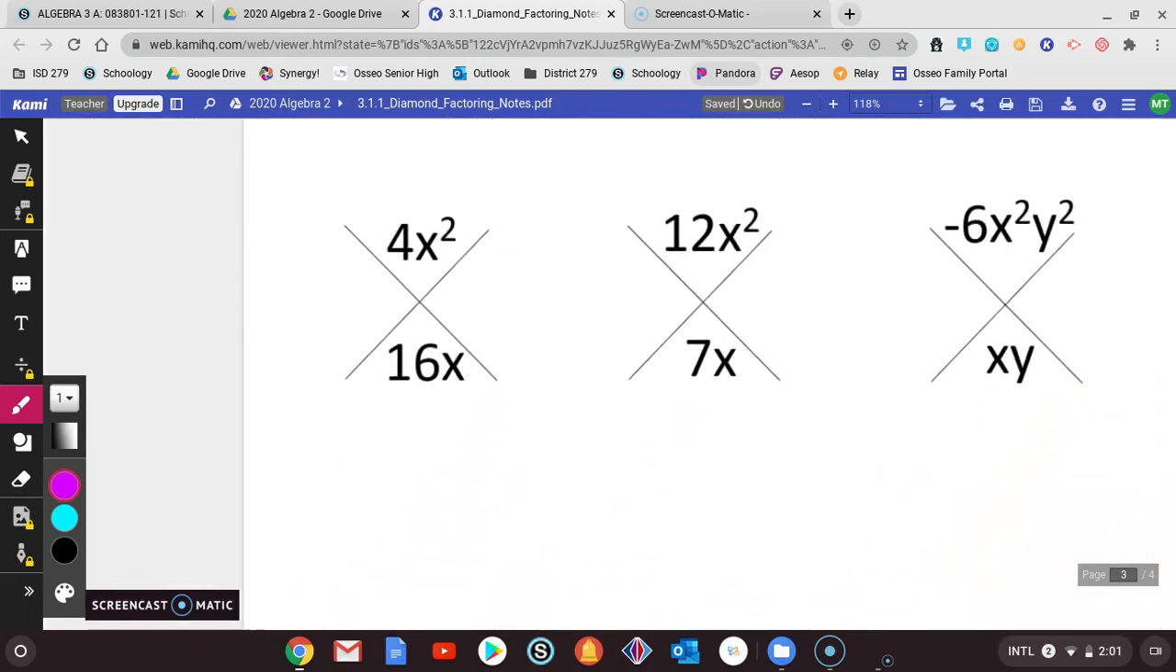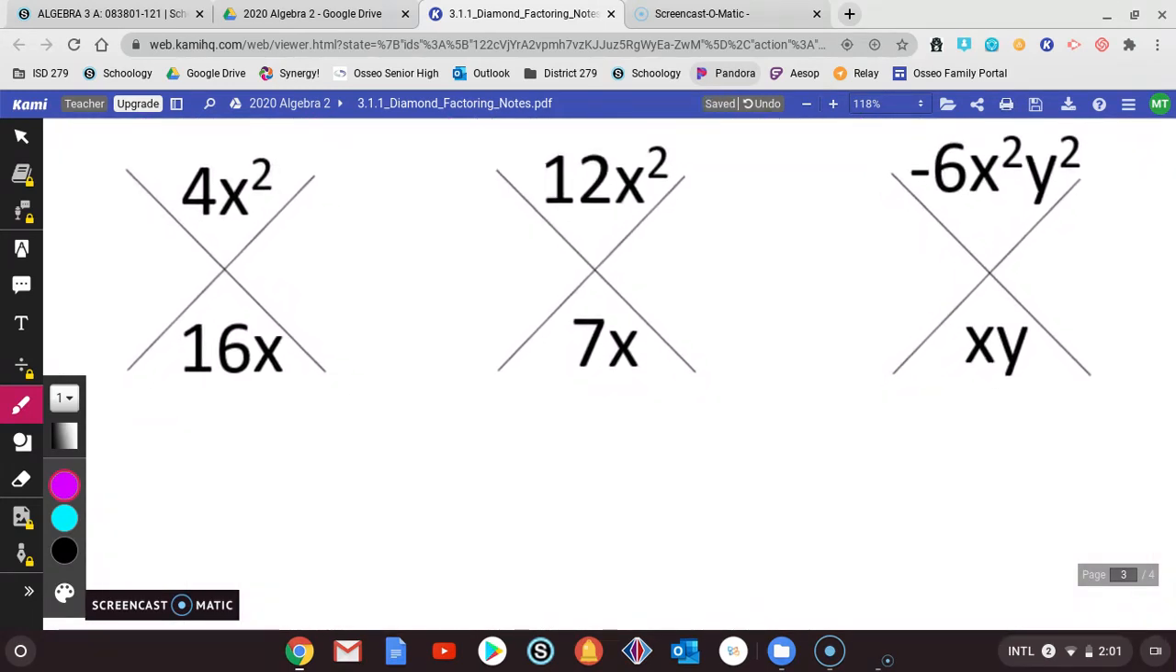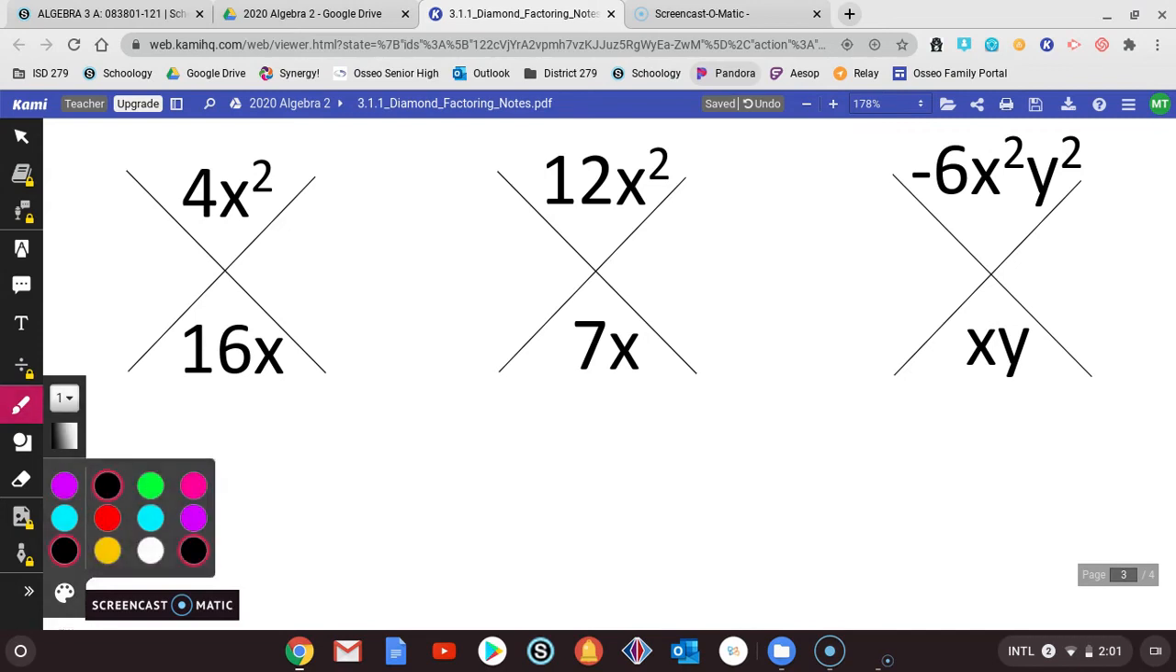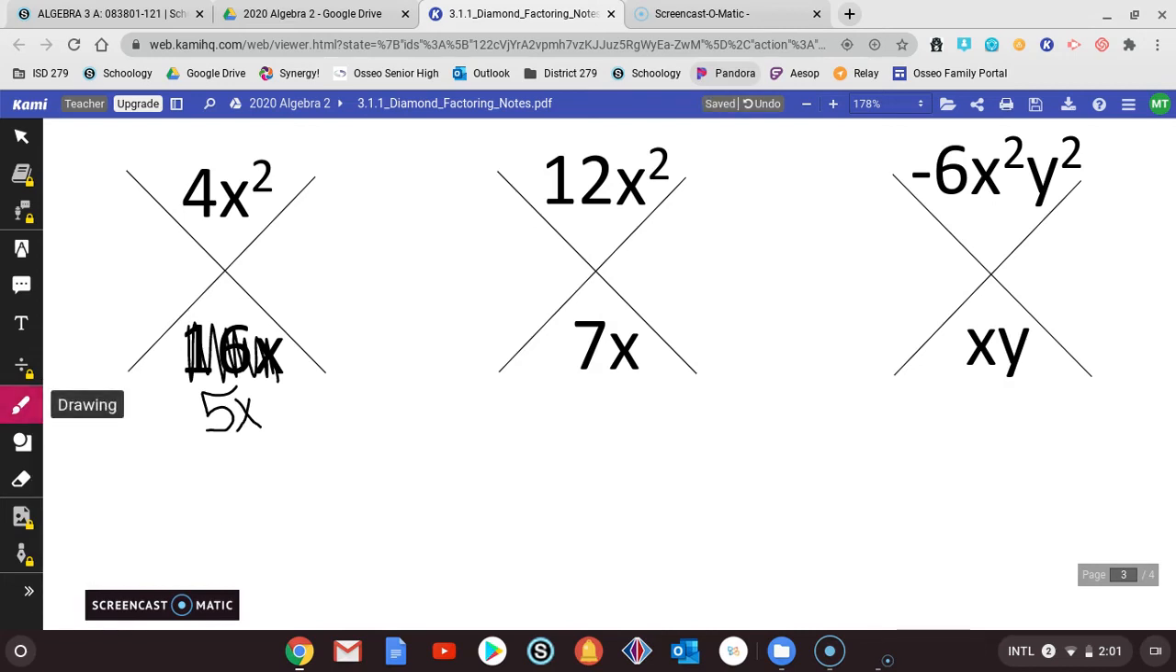Okay. Now we have these. And these are not right. So let me do, this is 5x. Okay. So these will be right on your homework, I promise, and you won't have to do this.